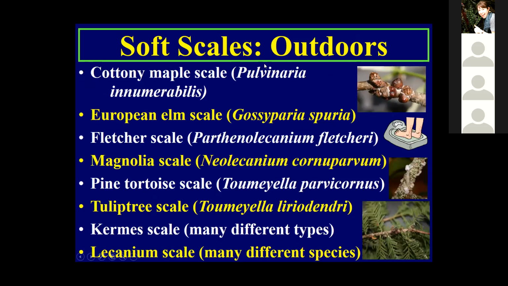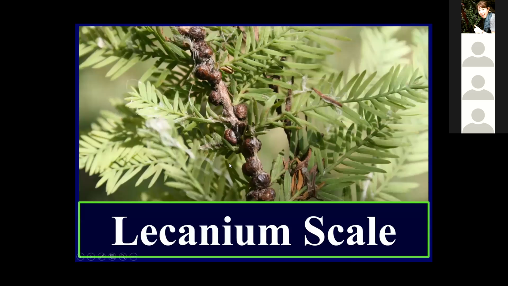These are a listing of the soft scales outdoors we find in Kansas. Cottony maple scale, magnolia scale is really bad in Kansas City. We also have Kermes and Lecanium scale. Okay, so these are just examples of some of the common soft scales that are outdoors in Kansas. Lecanium scale feeding on bald cypress, Taxodium distichum, is very common throughout Kansas. And again, you know it's a soft scale by the honeydew production, black sooty mold, and the presence of ants climbing up and down the tree to feed on the honeydew, but more importantly, protect the scale from its own natural enemies, including predators or parasitoids.